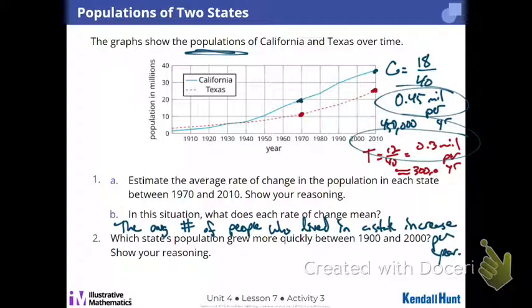And then again, which one grew more quickly? Cali. It started lower, ended higher, right? Started lower, ended higher. Cool. Let's hit you with that cool down.